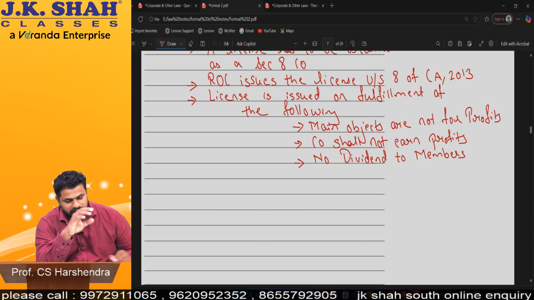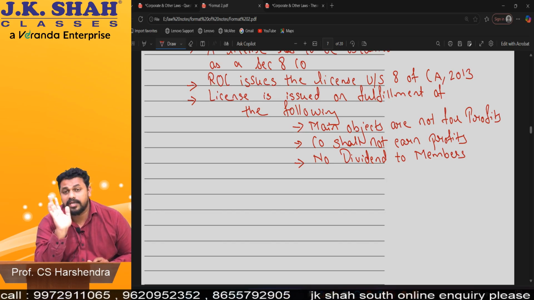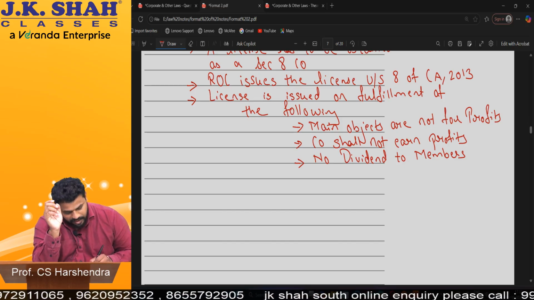So these are the three pillars. On a stamp paper affidavit, you have to give it in writing. Directors have to give. Am I clear? Next.